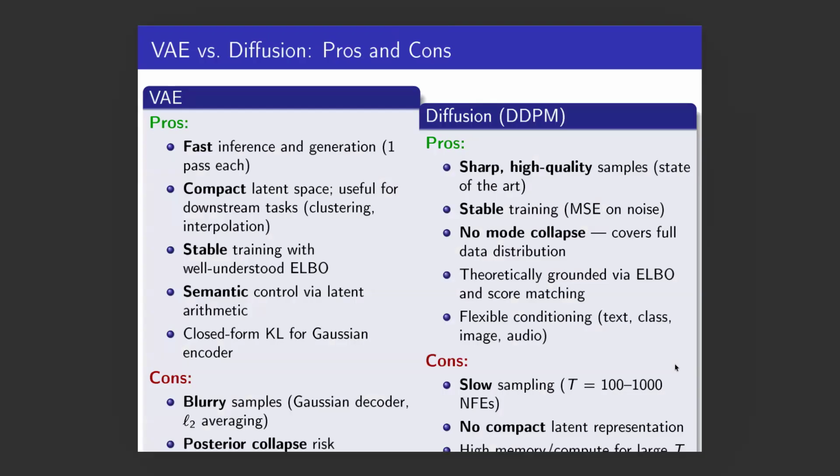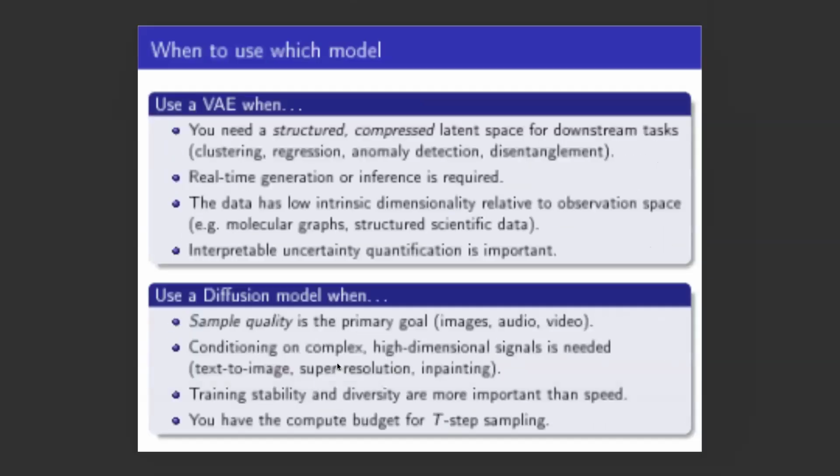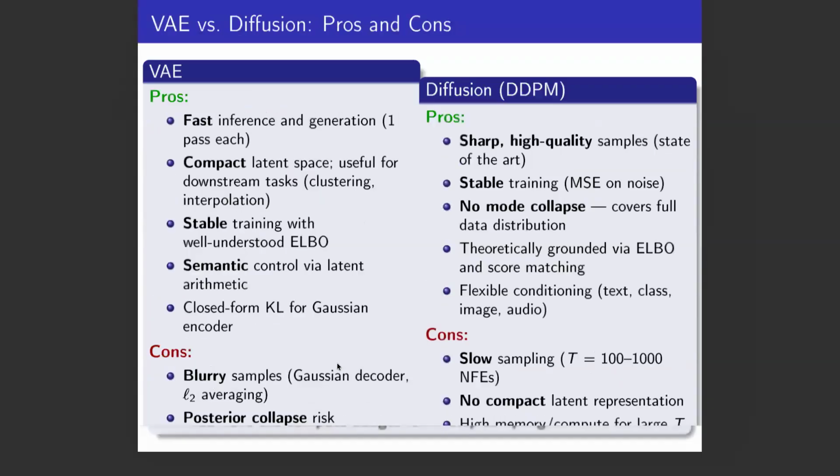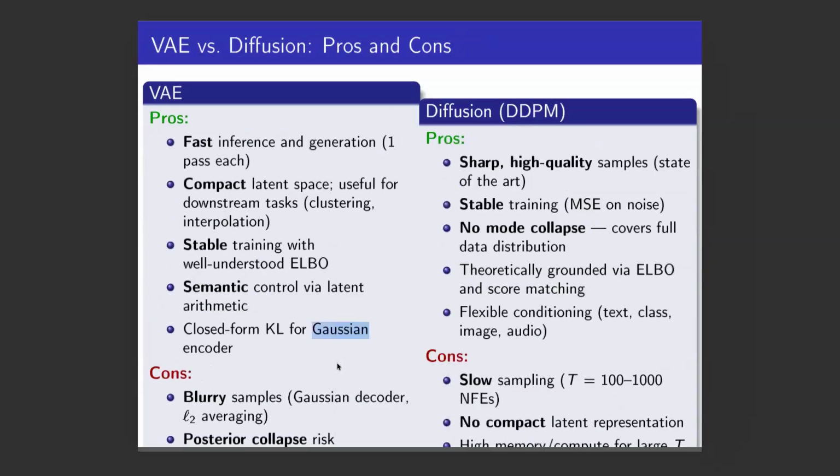So if you want to make some kind of pros and cons of these methods, the variational autoencoder is fast, pretty compact. There's only one latent space. It's normally pretty stable with respect to the ELBO training. It's closed form for the Gaussian encoder, which also makes things very nice. But you can often get blurry images. So there is always the risk of a posterior collapse.